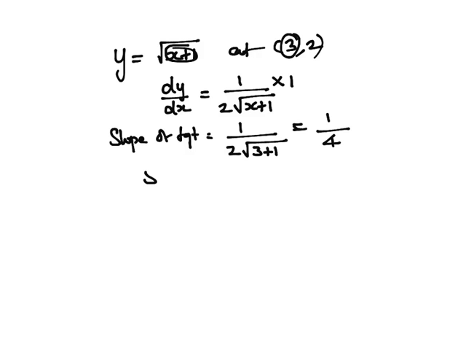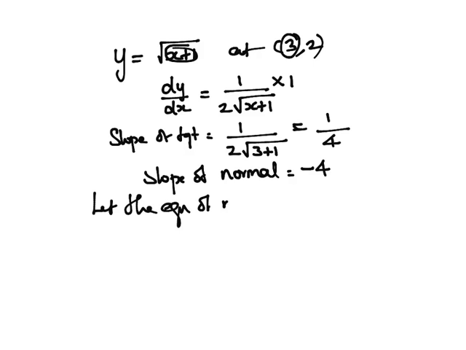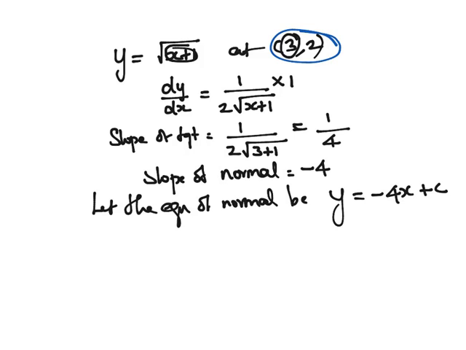So definitely it means the slope of the normal should be minus 4, negative reciprocal of 1 by 4. So let the equation of normal be y equals minus 4x plus c. Now use these values of x and y to find the value of c. So when y is 2, x is 3, 2 equals minus 12 plus c. So this will give me c equal to 14.